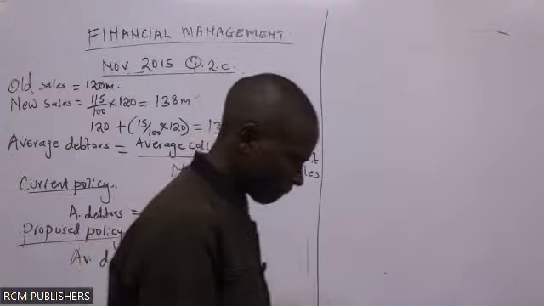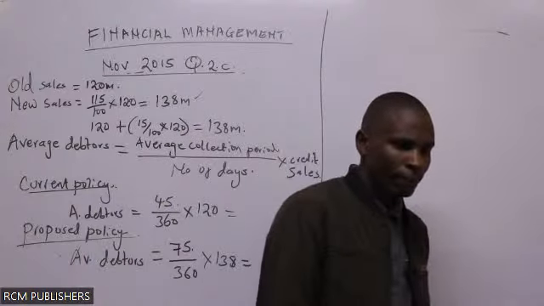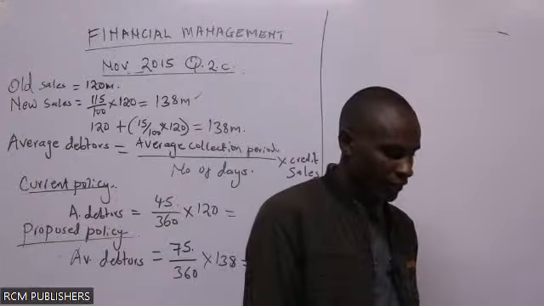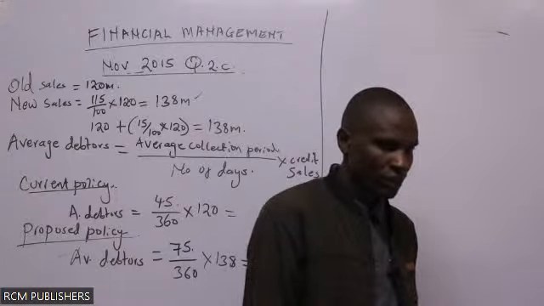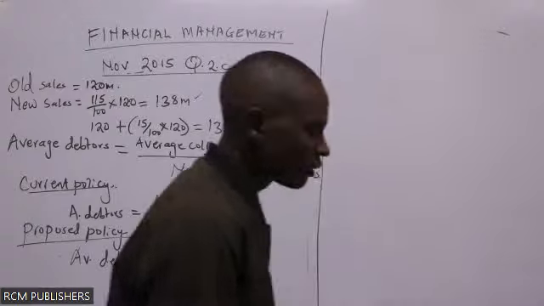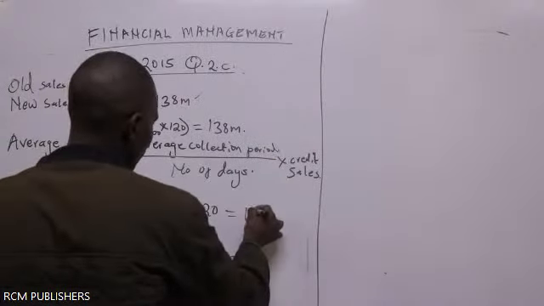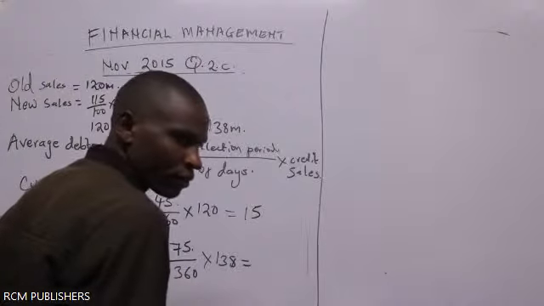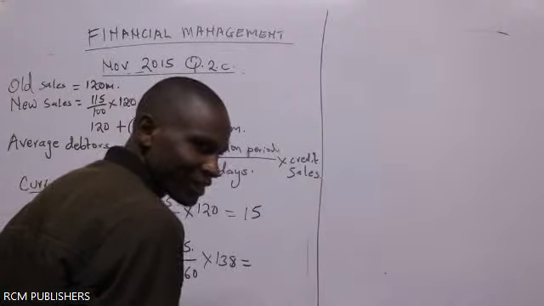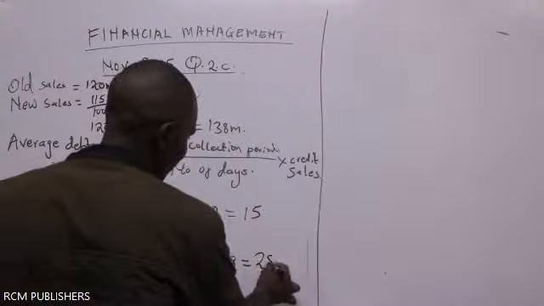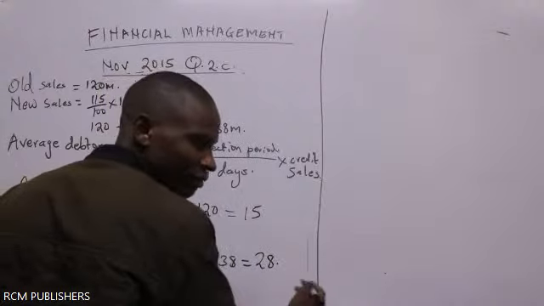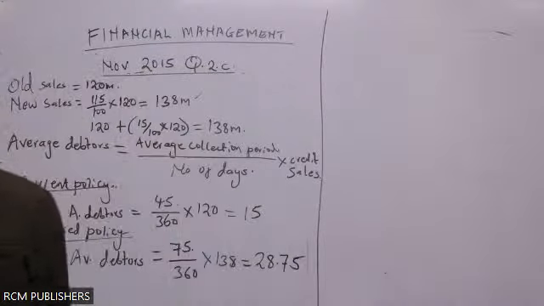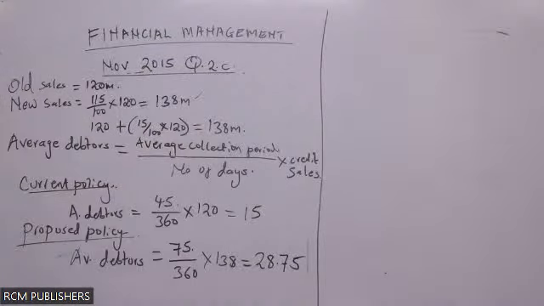Pata ngapi? Current ni 15. Okay. That's according to Richard. What about the other one? Current is 15. Richard is giving me 15 here. Average data 15. What about the other one? 28. Proposing 28. Put it the way it is. 75. Then we have now to determine the opportunity cost.